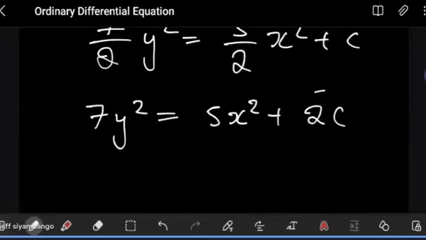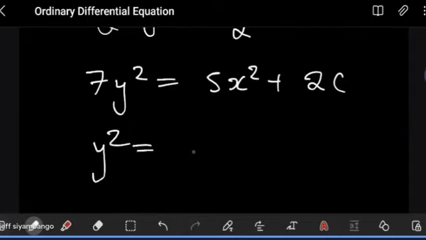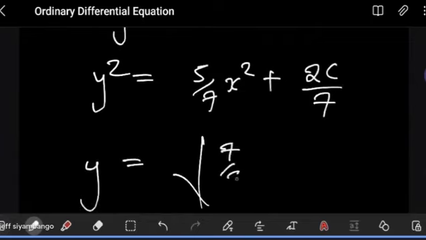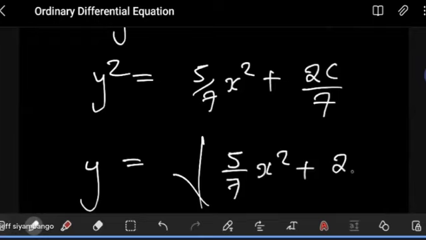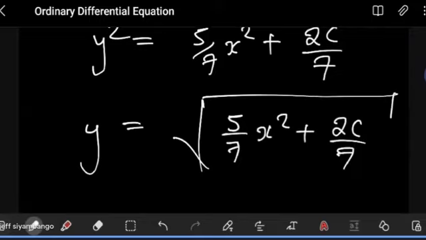Of course, this just remains a constant, doesn't really change much. So you can even say another constant. The first one was c1, now this is c2, just a constant. Here, of course, divide through by 7 now. y squared is now equal to 5 over 7 x squared plus 2c over 7. Finally, y will have to be equal to the square root of 5 over 7 x squared plus 2c over 7. So this becomes the expression for y. You can say plus or minus here, but you can still just leave it like that. Sometimes, though, you might have to say plus or minus there.